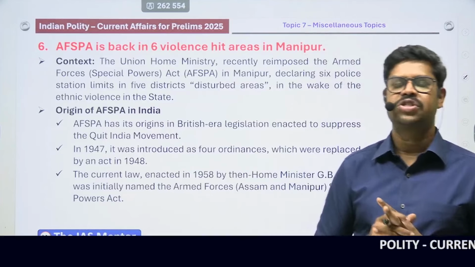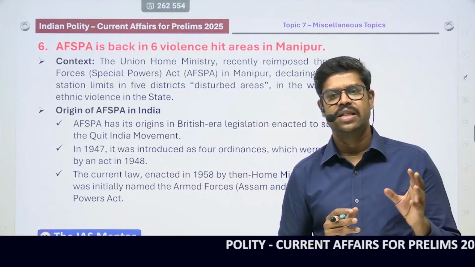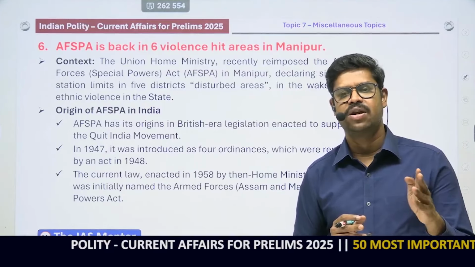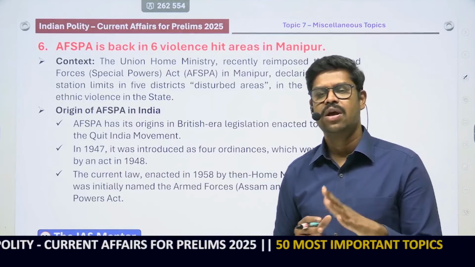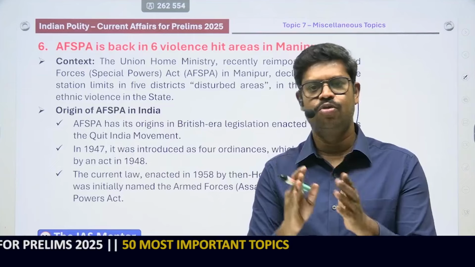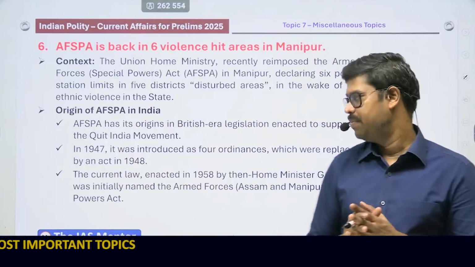If you look into Section 3 of the Armed Forces Special Powers Act, Section 3 is saying that any area is declared to be a disturbed area by the governor of that particular state or the administrator of a union territory or by the central government. In those areas which are declared to be a disturbed area, the Armed Forces Special Powers Act can be invoked.